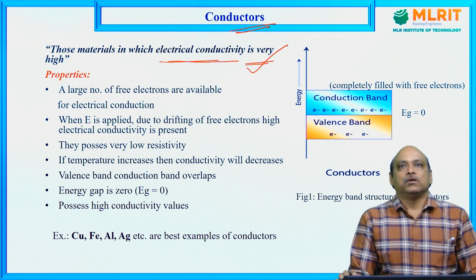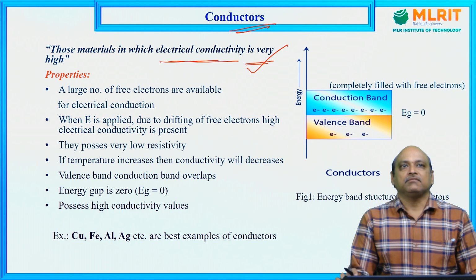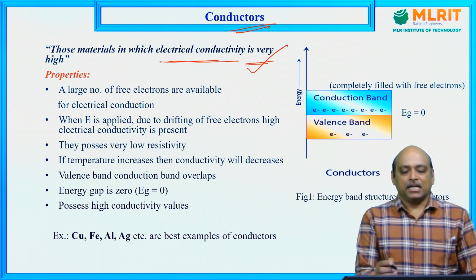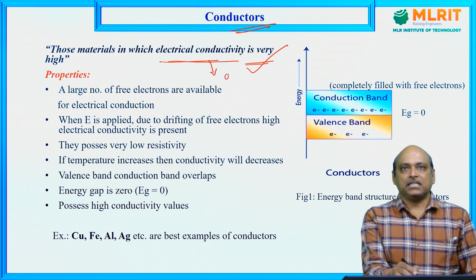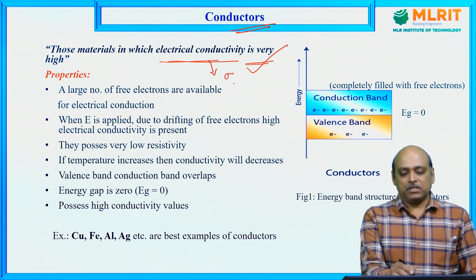Now let us discuss the properties of these materials. The first point is, those materials in which electrical conductivity is very high, such type of materials we are calling conductors. Electrical conductivity, we know, we represent with the symbol sigma, and you know the units for sigma, that is per ohm per meter.